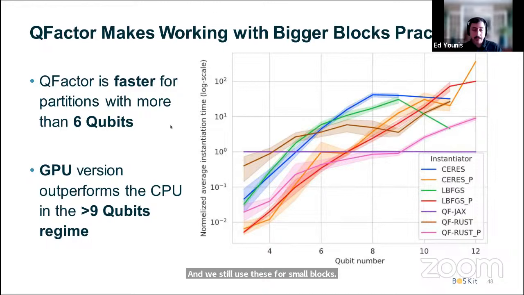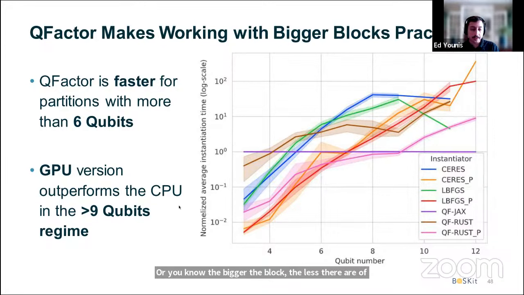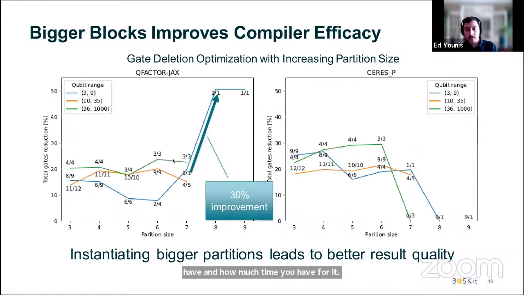All of this stuff is running single-threaded because we use our parallelization resources for other use cases, like the partitioning, the blocks, that kind of stuff. And I think the timeouts here were like an hour or something like that. So we're trying to make sure that we can run these blocks in a practical sense when you have, say, millions of these blocks. Or, the bigger the block, the less there are of them. We find that with the GPU version, we outperform the CPU in the greater than 9 qubit regime. And we've scaled this up to 12 qubits due to our timeouts and things like that. We can also potentially push this a lot further, depending on how much resources you have and how much time you have for it. So we can work with bigger blocks, but what do bigger blocks give us?